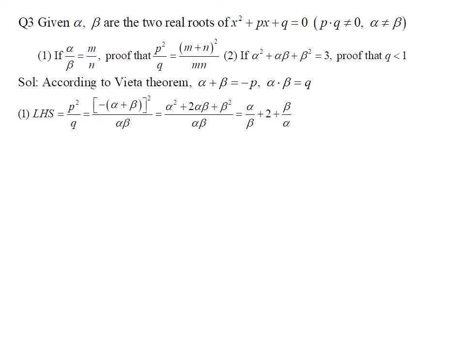As for the first one, since p equals the negative sum of alpha and beta, while q equals alpha times beta, so p squared over q is equal to (alpha plus beta) squared over alpha beta, which equals alpha over beta plus 2 plus beta over alpha, and it equals m over n plus 2 plus n over m, which equals (m plus n) squared over mn. Therefore, we have done the proof for question 1.